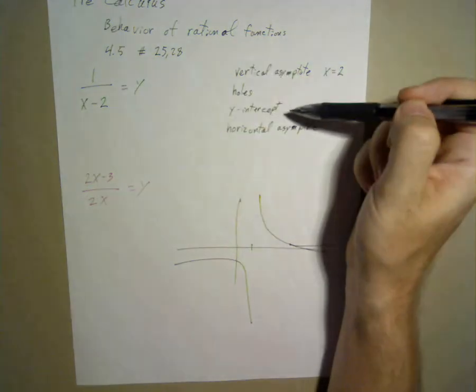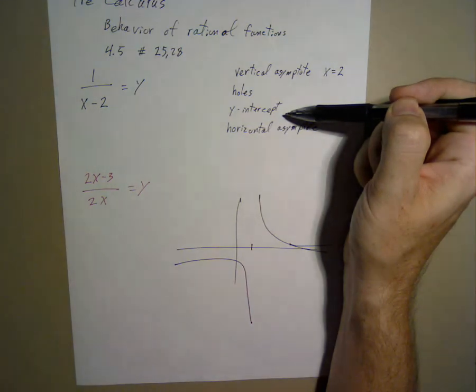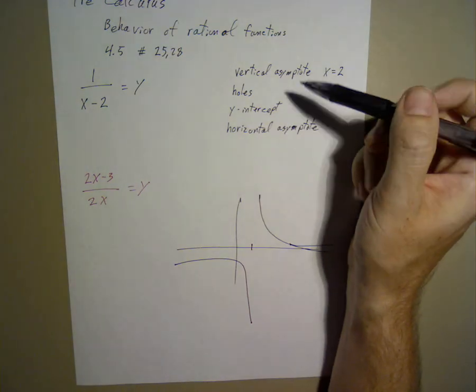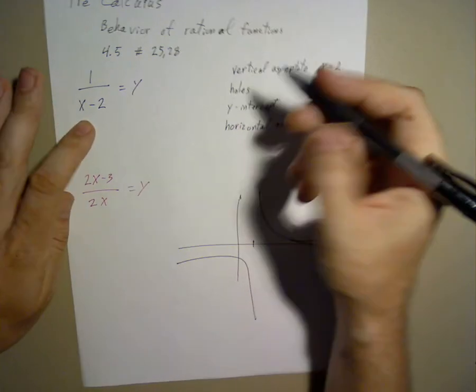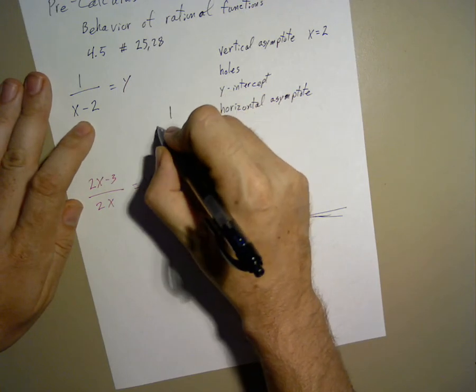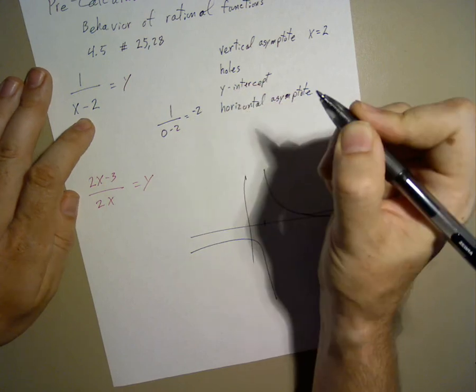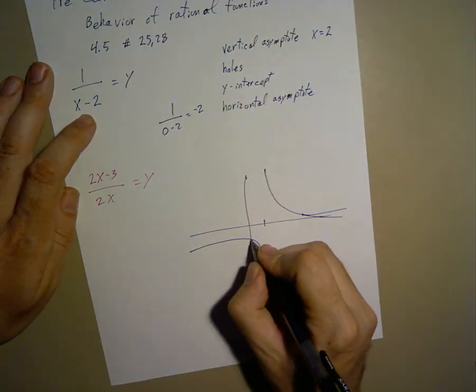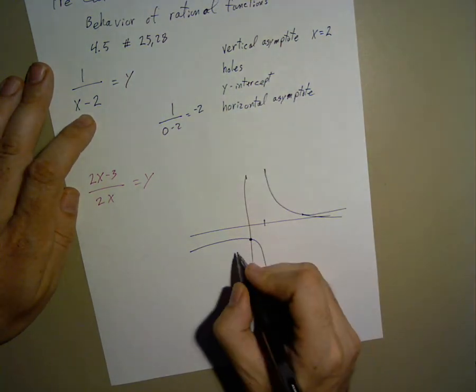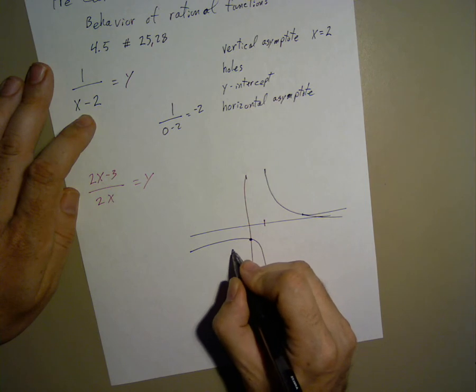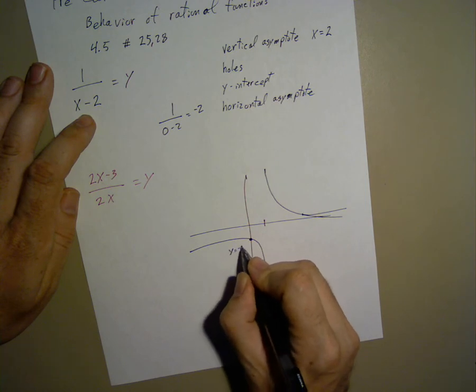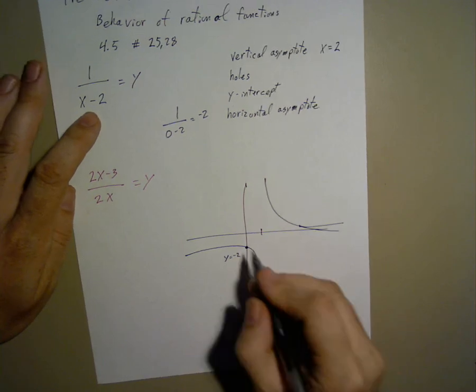The y-intercept is where x equals 0. So if we plug x equals 0 into this function, 1 over 0 minus 2 equals negative 1 half. The y-intercept is y equals negative 2, right there.